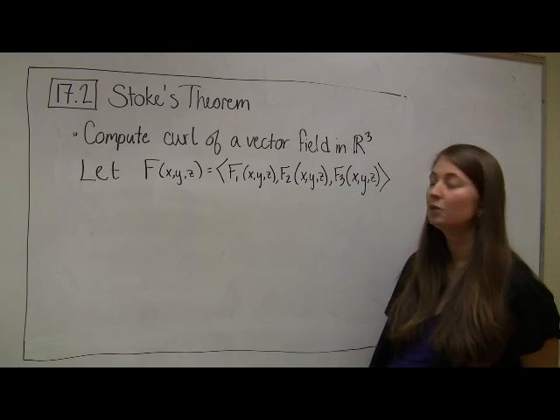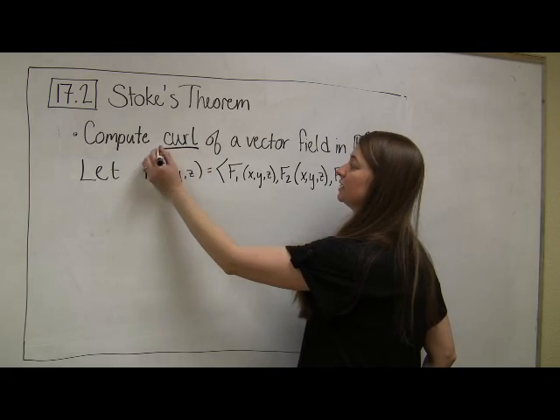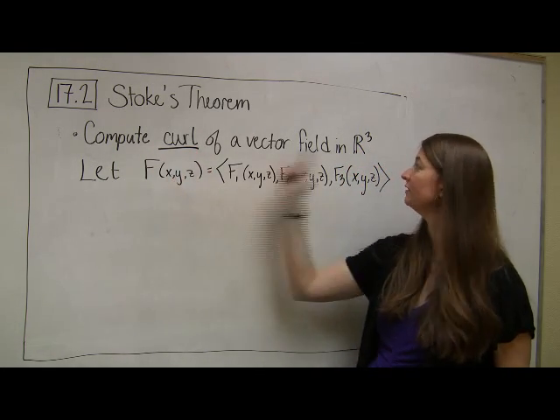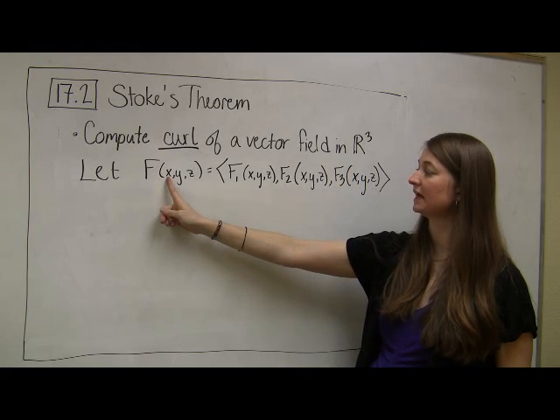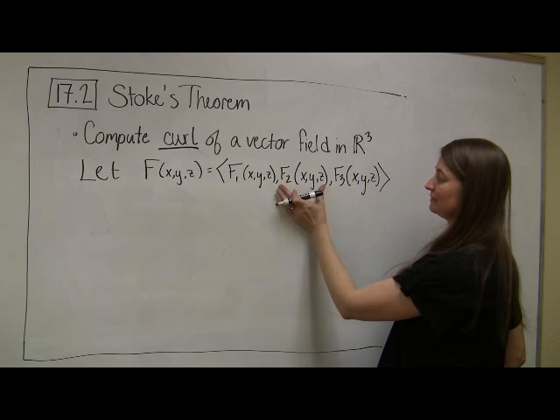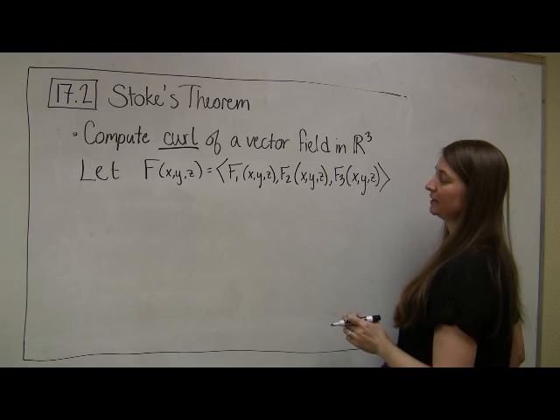So to start off, we're going to look at what the curl of a vector field in R3 looks like. Let F be our vector field. Notice that I have points in R3 as my inputs, x, y, and z, and I have three component functions as my outputs. So my outputs in this case are vectors in R3.